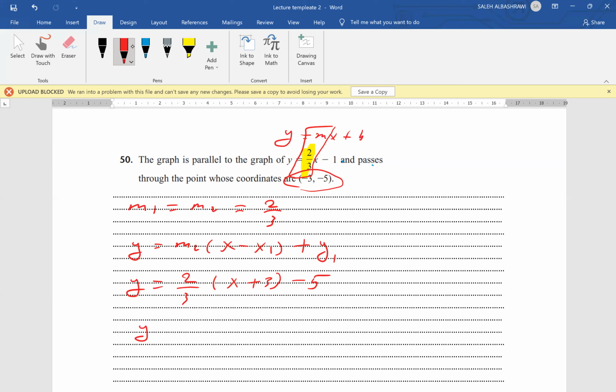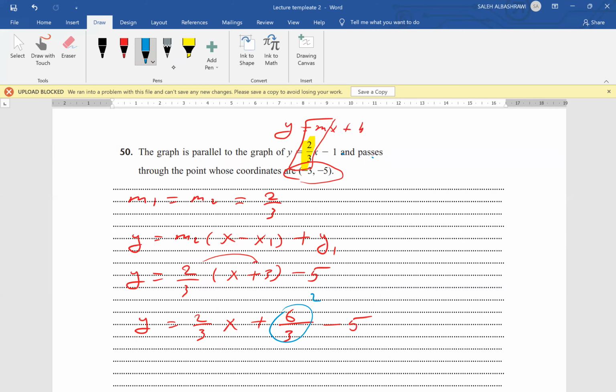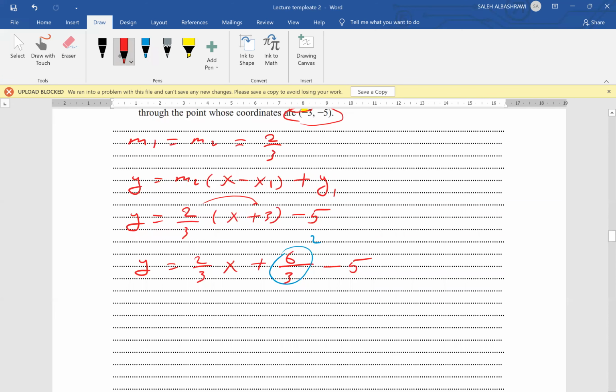So I will have y, open the brackets, that will be 2/3 x plus 2 times 3 is 6/3 minus 5. But we know that 6/3 is equal to 2. So I'll have y equals 2/3 x, 2 minus 5 is equal to -3. So this is the equation of the given line.